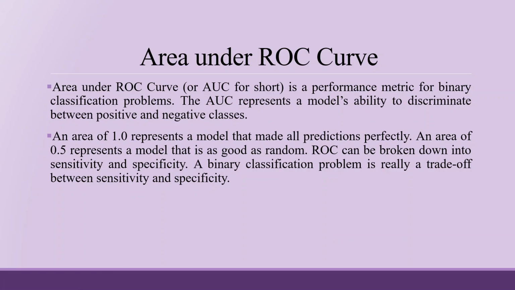Now comes the area under the ROC curve. The area under the ROC curve is a performance metric for binary classification problems. The AUC represents the model's ability to discriminate between positive and negative classes. An area of 1 represents a model that made all predictions perfectly. It is an idealistic situation. An area of 0.5 represents a model that is as good as random, or we can say that there is no model.